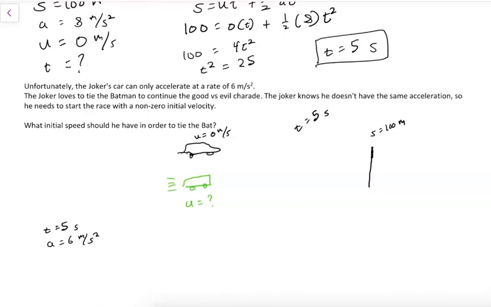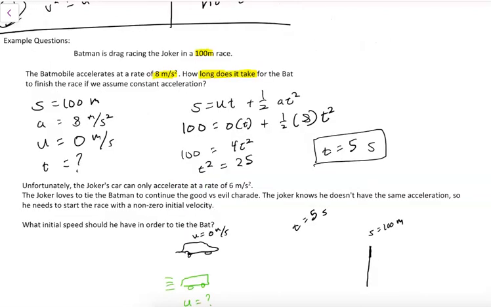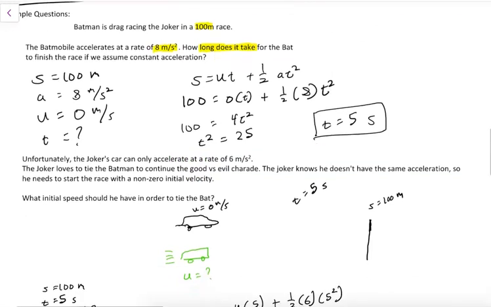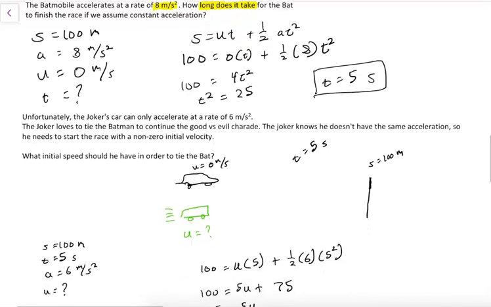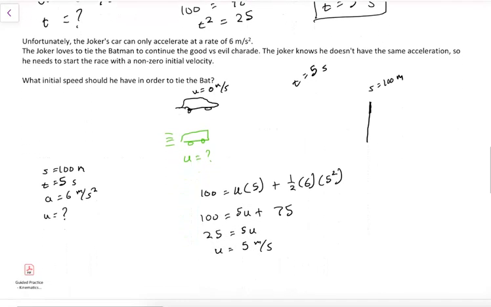I'm going to pause the video. I want you to solve this. I'm also going to solve it, and we're going to check once we're together. And I'm back, and I've solved it below. So let's see if you did the same thing. I used the same equation, just switched some numbers around, and I ended up with u equal to 5 meters per second.